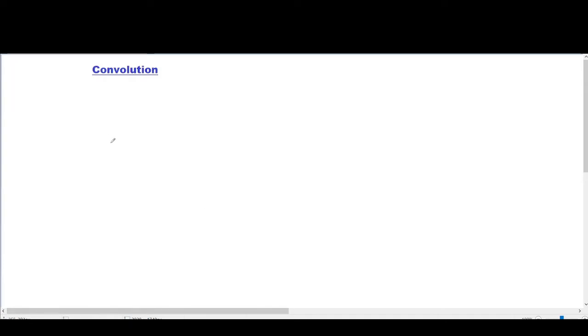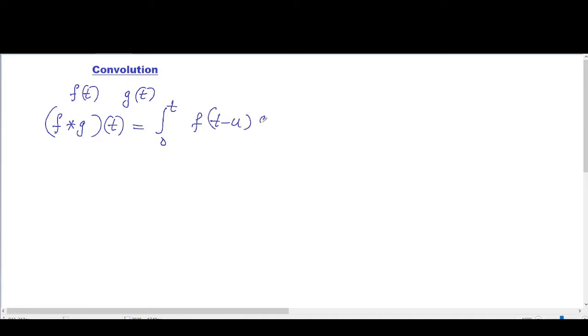We can discuss the convolution of two functions. Let us consider two functions f(t) and g(t). The convolution of f(t) and g(t) is denoted by (f * g)(t), and it is defined by the formula integral from 0 to t of f(t - u) g(u) du.